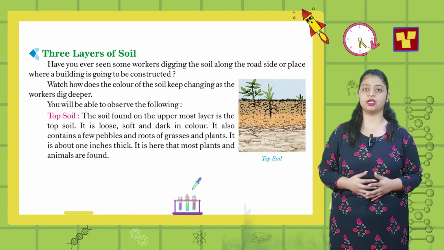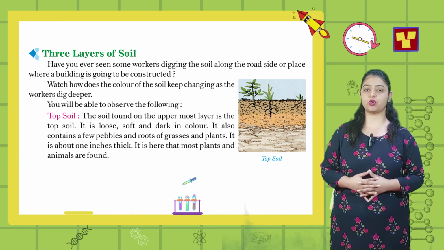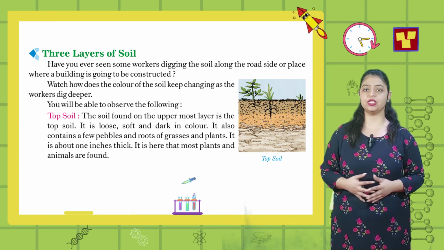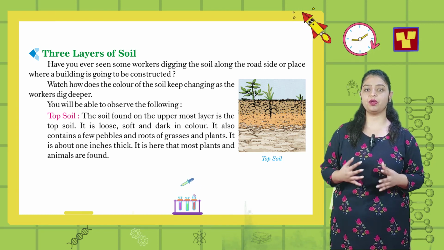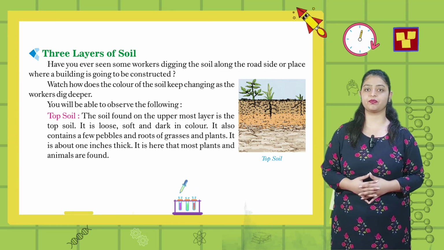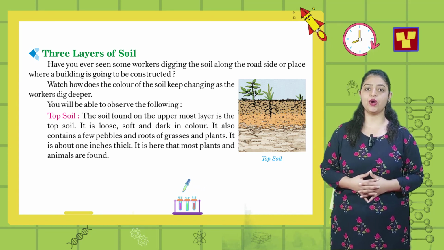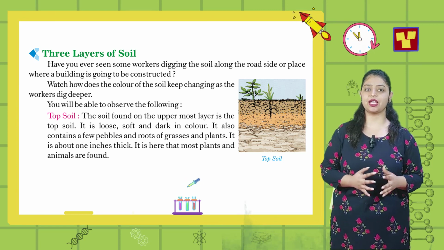Topsoil. The soil found on the uppermost layer is the topsoil. It is loose, soft and dark in color. It also contains a few pebbles and roots of grasses and plants. It is about 1 inch thick. It is here that most plants and animals are found.